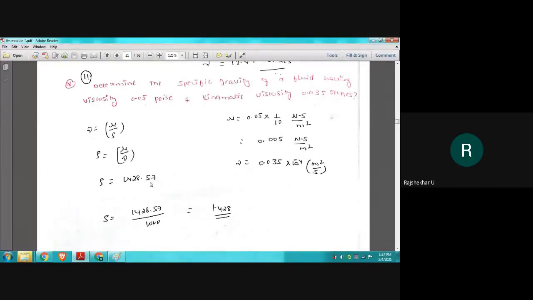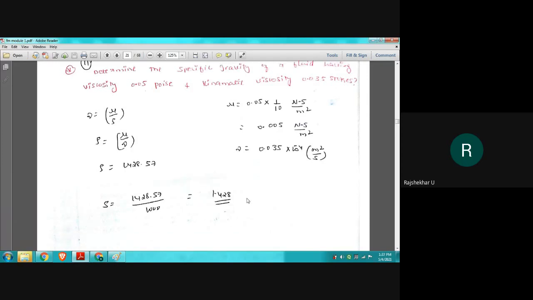Okay, this is the density of the given oil. But specific gravity is the density of the given oil divided by the density of the standard liquid, which is water. So to find this specific gravity, we have to divide it by 1000. So you are getting something wrong by one decimal place. Just check where you made the mistake. I think it is a conversion mistake somewhere. Otherwise, the answer is 1.428.